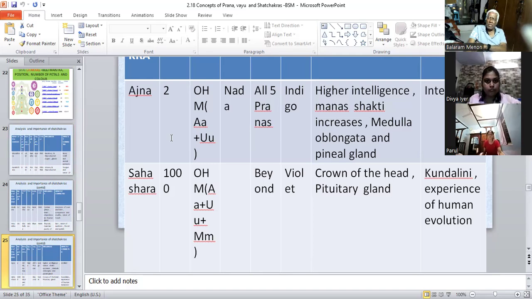Then, to activate the nadis, the Sahasra chakra has 1000 petals. Om is A, U, and Ma. That is very detailed, Mandukya Upanishad, Akar, Ukar, and Makar. I am not taking it now. Violet in color, indigo and violet, no difference. Crown of the head, pituitary gland, Kundalini, experience of human evolution.